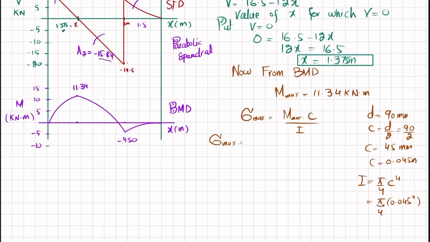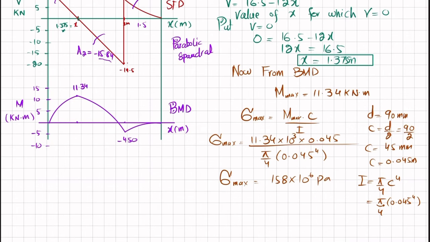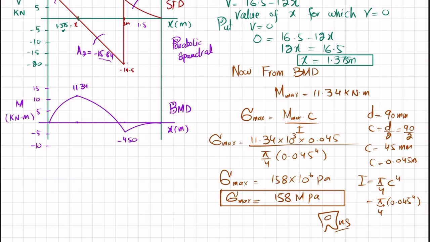Maximum bending stress is equal to maximum bending moment, which is 11.34, and we will convert this kilonewton into 10 raised to power 3, multiply by C which is 0.045, divide by I, which is pi by 4 into 0.045 power 4. So when you calculate it, you will get maximum bending stress 158 into 10 raised to power 6 Pascal, Newton per square meter, that is Pascal. So 158 megapascal. This is maximum bending stress, which is the answer of the first part of this question.